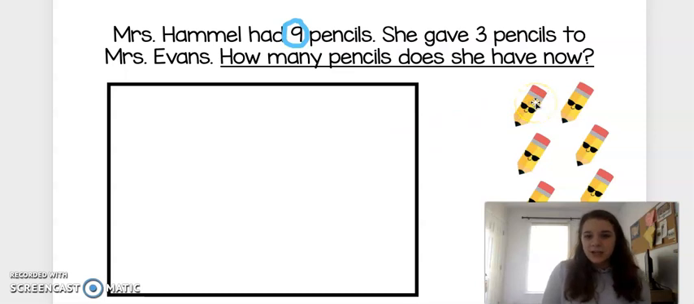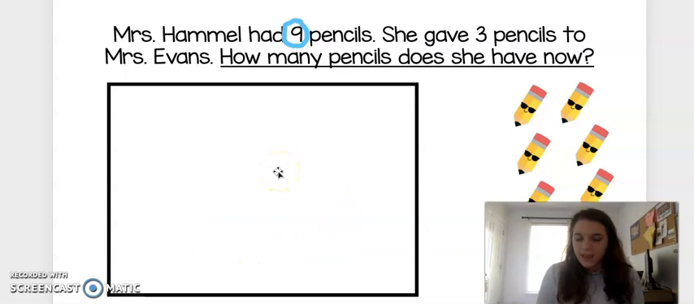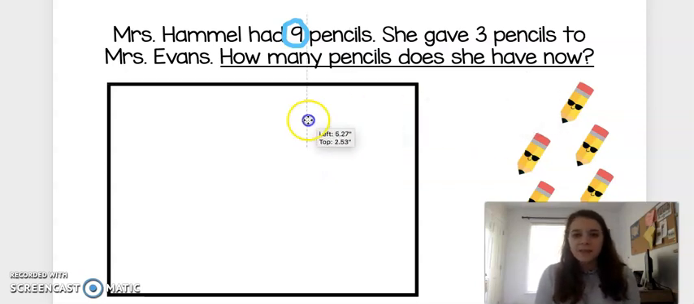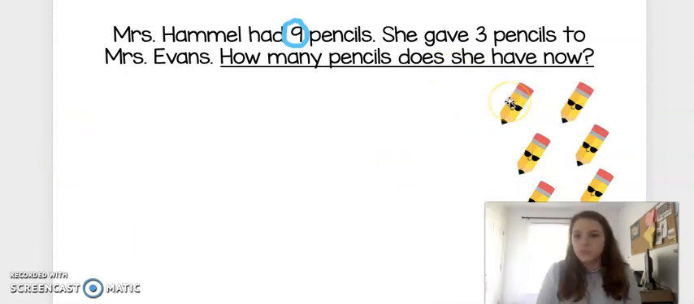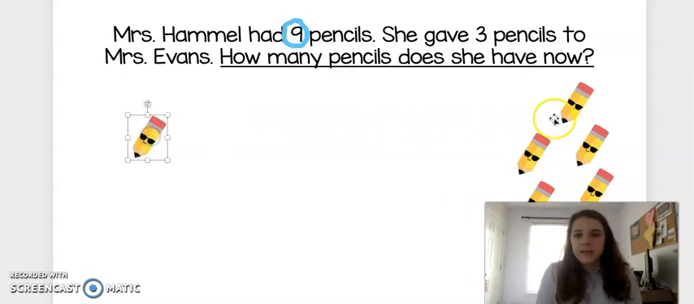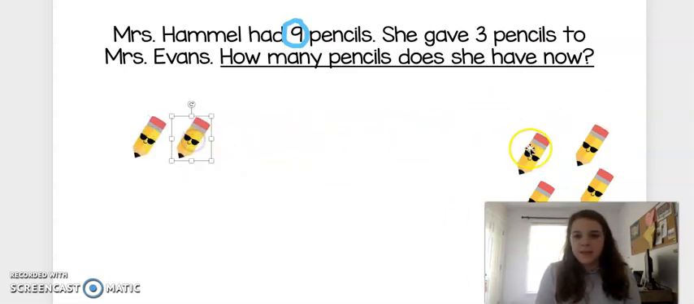So since I started with 9, I am going to use this box to draw a picture. And pictures are very helpful when you are doing a story problem. It's a great strategy that you can use to help you solve the problem. I'm going to use this space over here to draw my picture. Now, since I'm using the computer, I'm not going to draw, but you can do that at home. So I need to put 9 pencils over here because that's how many I had to start.